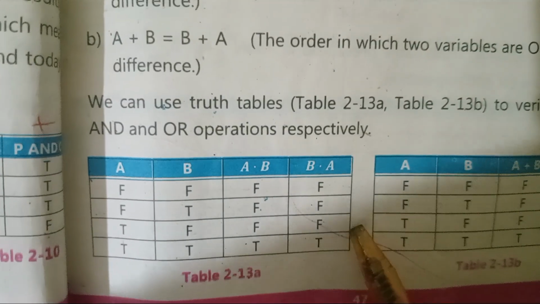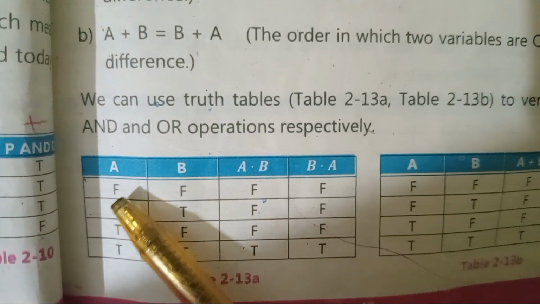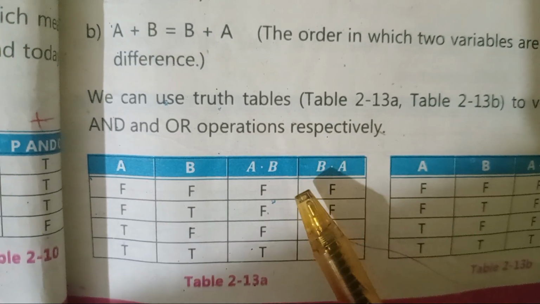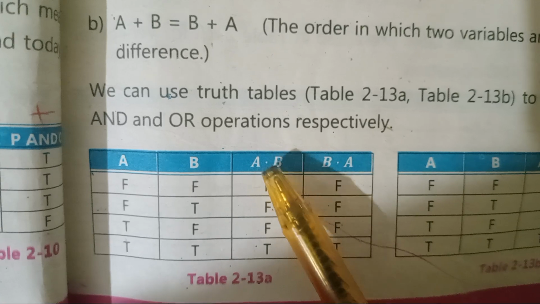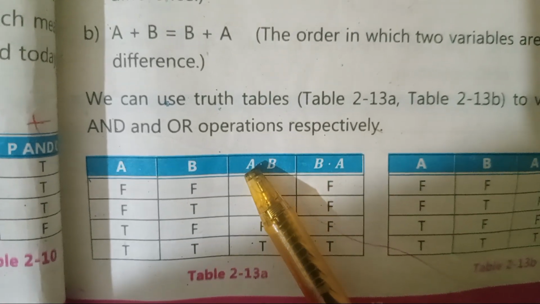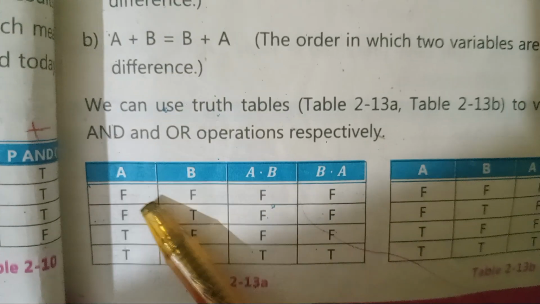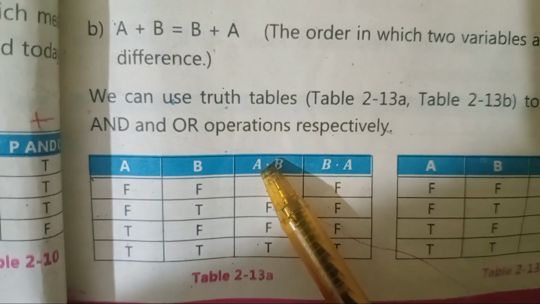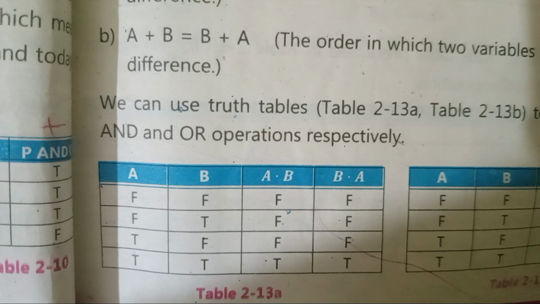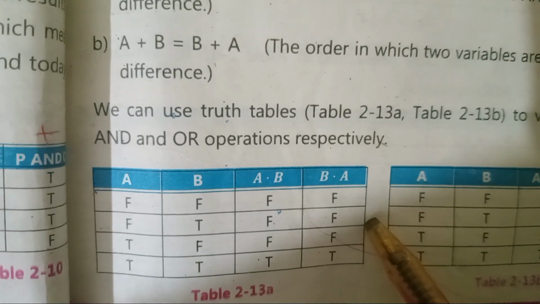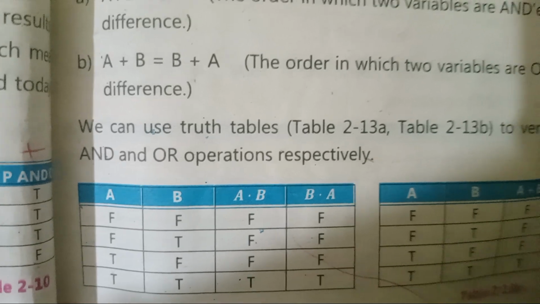Here is the truth table of it. For example, there are two propositions a and b. First we find a dot b, and then we find b dot a. In the and operator, we use multiplication. This is how you can use the commutative law in truth tables, right?